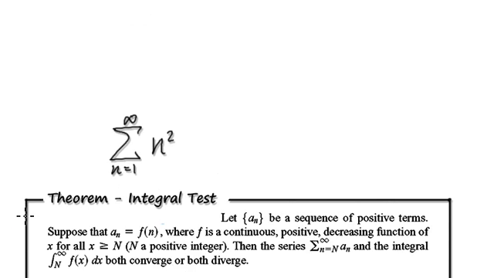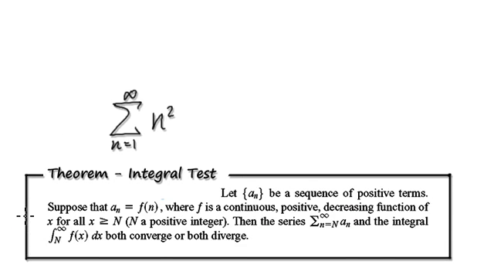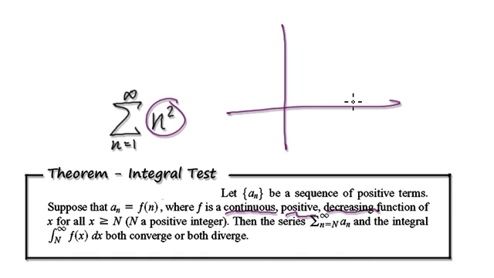Okay, so if you look at the theorem for the integral test, it's saying that it needs to be continuous, positive, and decreasing. Well, if you look at y equals x squared, it looks something like this. It needs to be decreasing, so it needs to be going downhill. But here, x squared is increasing.